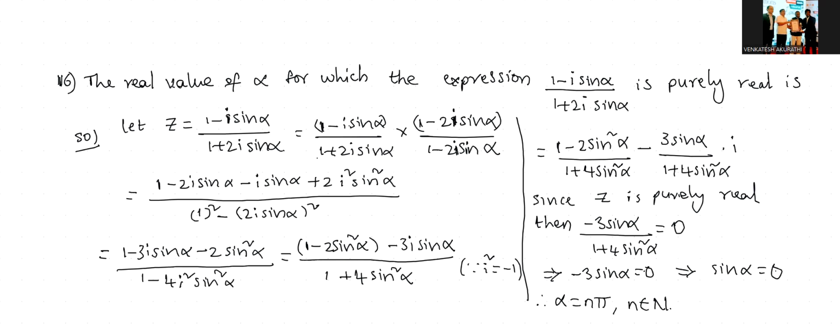And the next problem: if a plus ib is equal to c plus id, given a plus ib is a complex number and c plus id is also a complex number. The given condition is that both complex numbers are equal.